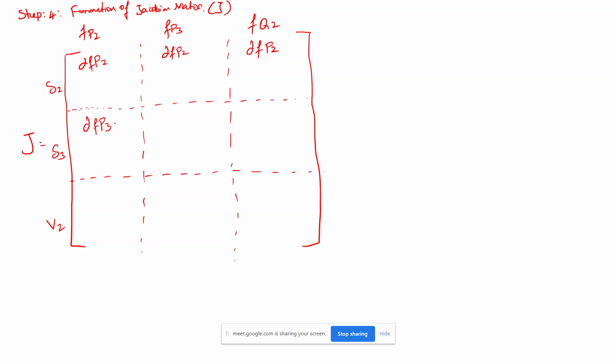Please note down how I am writing. First I am writing dou FP2 in this whole row, and then here it is dou FP3, and this is also dou FP3, and here it is dou FQ2, dou FQ2, dou FQ2. What I did, I took this and differentiated and put it here. I have taken this and this all here, right?